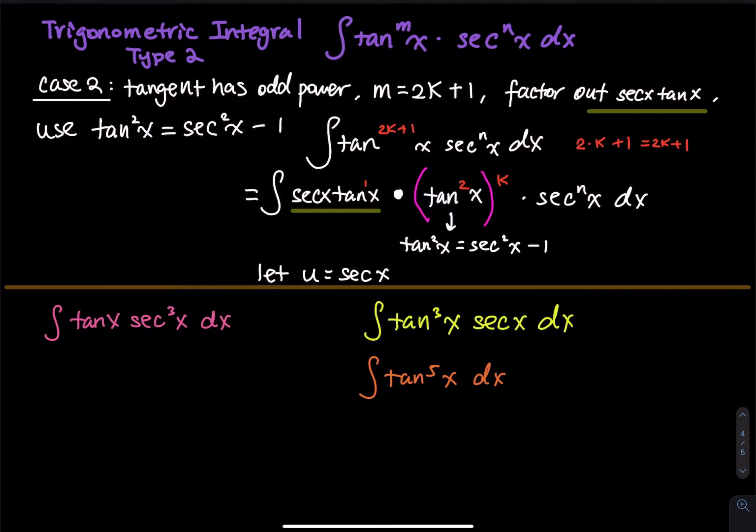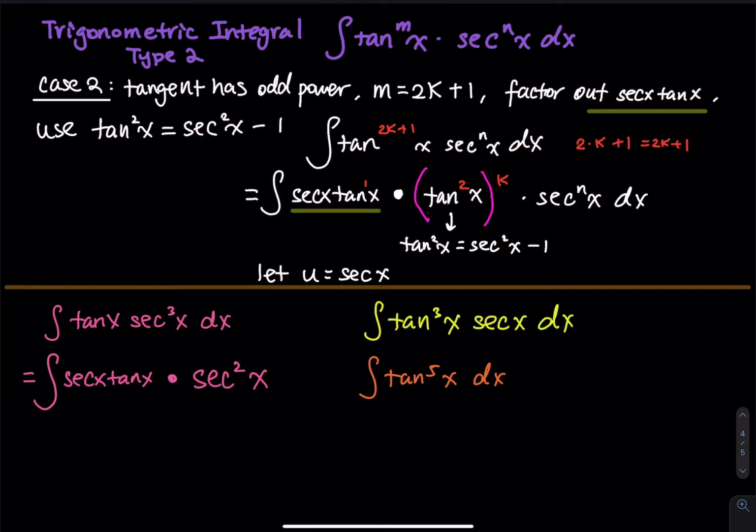Okay, let's start at number 1. So what do we have to do first? First we have to factor out a secant times tangent. So secant x times tangent x, and then I always use a big dot. So what's left? We only have secant square x left.